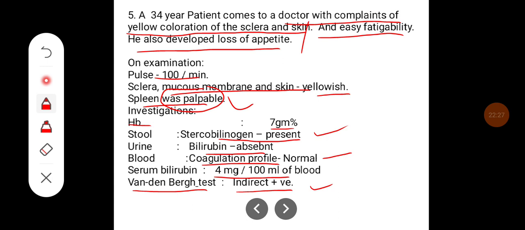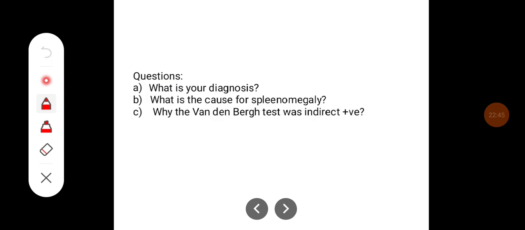All the clinical symptoms and the investigations suggest the presence of hemolytic anemia, which is leading to jaundice. Okay, which is also called prehepatic jaundice. So the diagnosis is obviously jaundice secondary to hemolysis, and the cause of splenomegaly is, as I told, that the RBCs are excessively destroyed, so that is why there is splenomegaly.